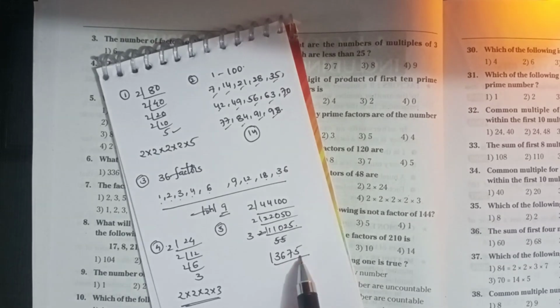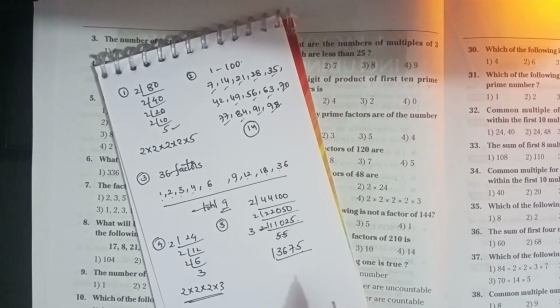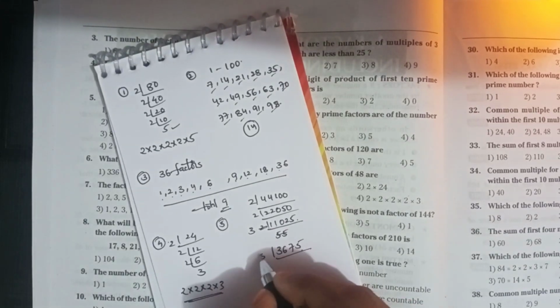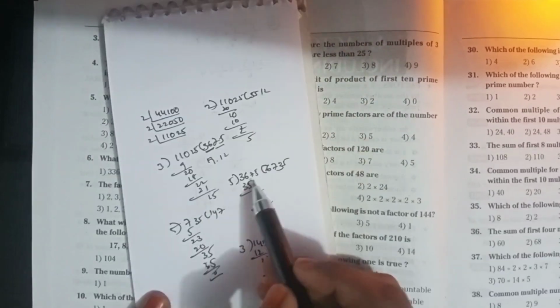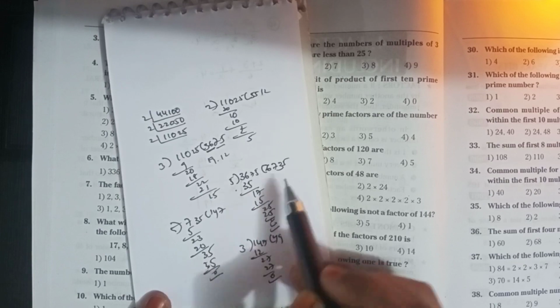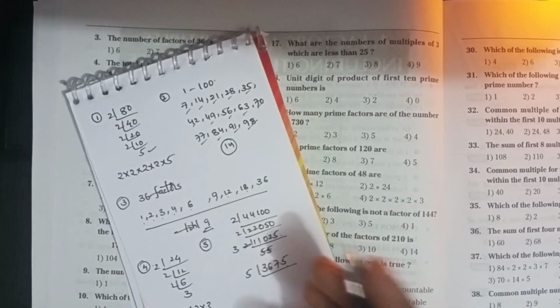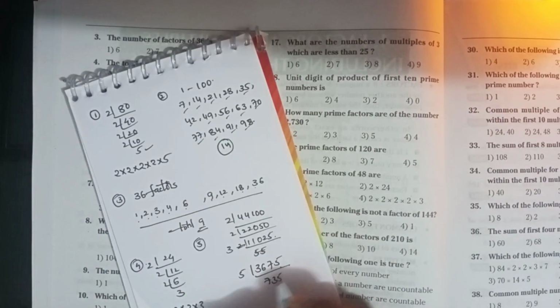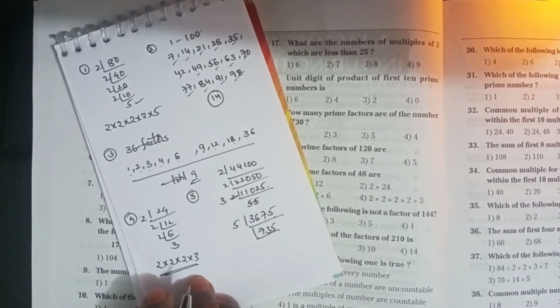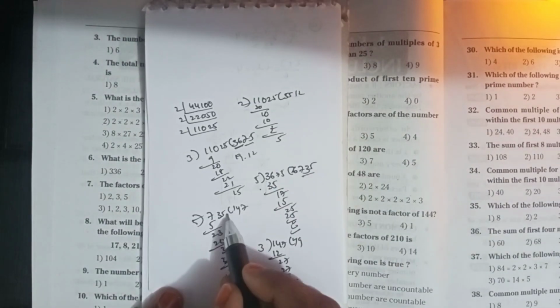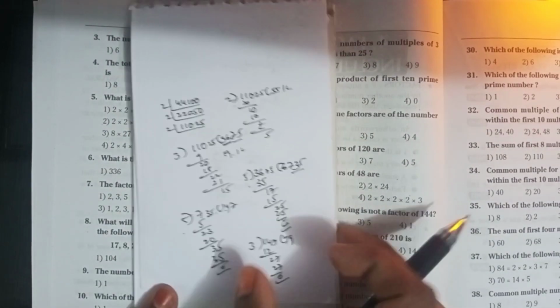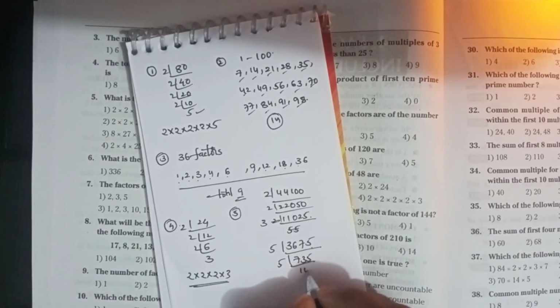And here the unit digit is 5, right? So it can be divisible by 5. So let's try it with 5. I did the division here: 3675 divided by 5 is 735. And here also the final unit digit is 5, so we can divide it again with 5. 735 divided by 5 is 147.